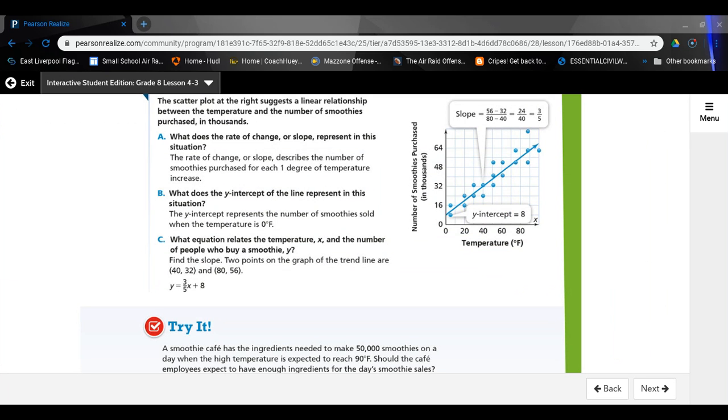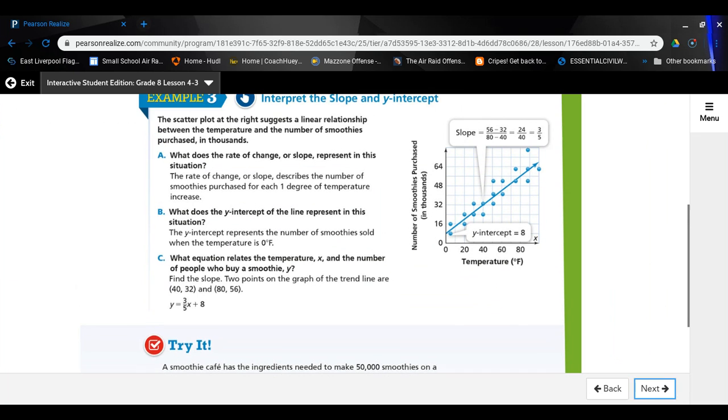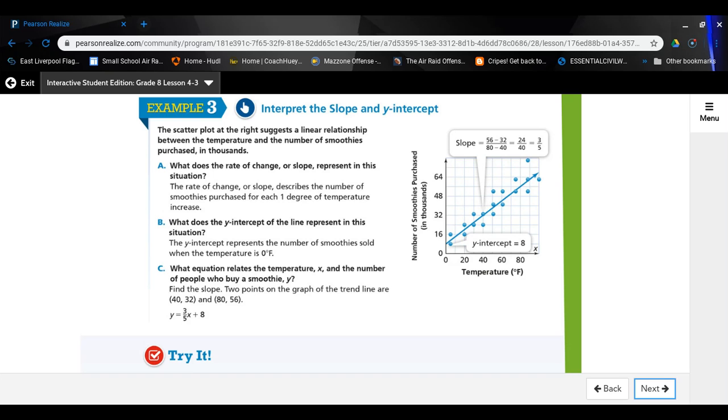Jump over to page 225, you come to the next try it problem. Example 3 goes over using a scatter plot and a linear model between the temperature and number of smoothies purchased in thousands. The slope represents the rate of change, describing the number of smoothies purchased for each degree of temperature increase. And this is in thousands, guys. It's a big chain here. The y-intercept is what it represents when it's 0 degrees. And we have an equation there.